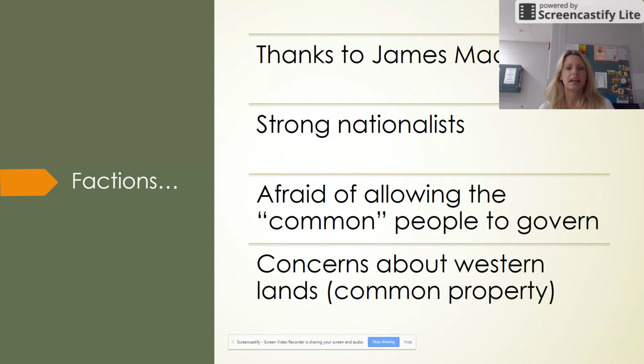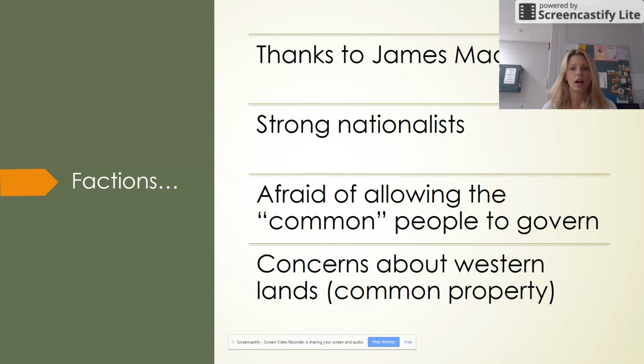So factions. Some factions come up. Thanks to James Madison, you're going to read about that in one of the Federalist Papers. We want to make sure that there's not little groups that are making the decisions for everybody. But that's exactly what ends up happening.